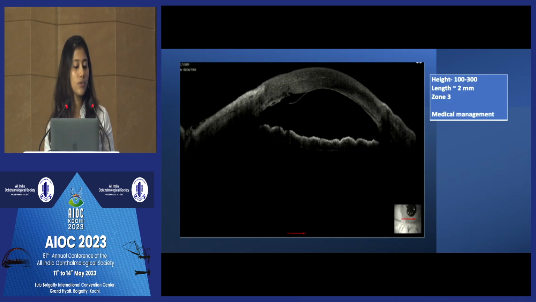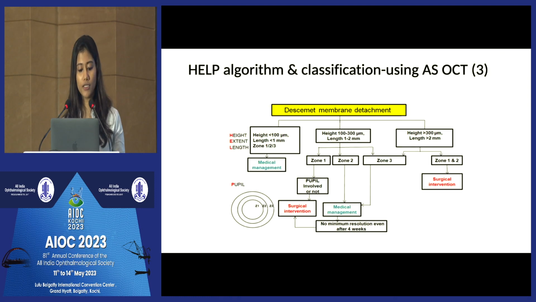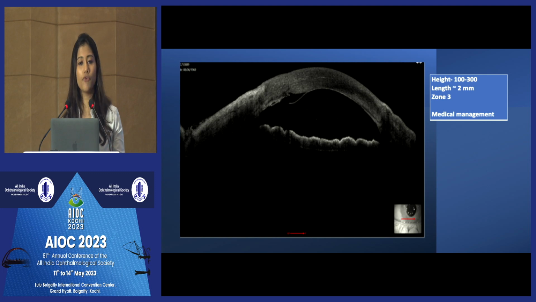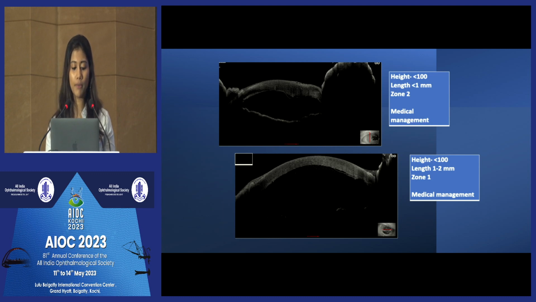This is an ASOCT picture of height about 100 to 300 microns, length approximately 2 mm. Zone 3, that is the far periphery, is involved. Going by this classification again, we can follow a medical management. The first image is of a height less than 100 microns, length less than 1 mm, and zone 2 involvement. We can go in for a medical management. Again, the second picture is of a height less than 100 microns, length approximately between 1 to 2 mm, zone 1. So though the center is involved, since the length is quite small, we can still try for medical management.